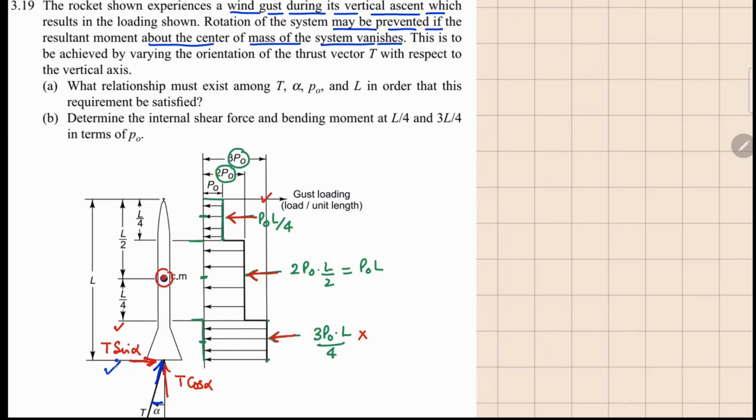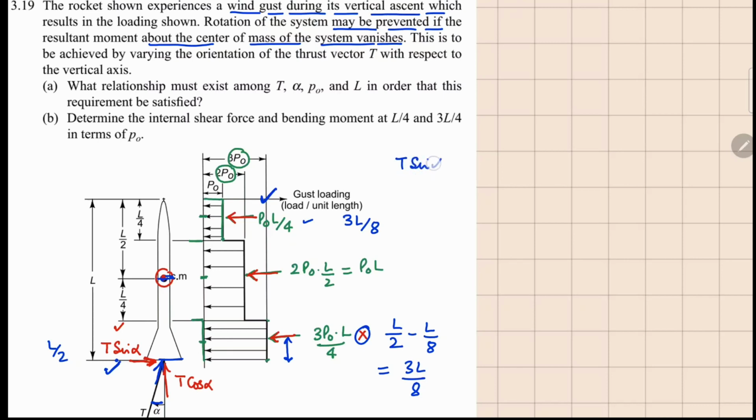So we are going to have this force and this force right here, they will give you anti-clockwise moment, and this one right here will give you clockwise moment. T sine alpha is sitting at a distance of L by 2. This force right here is sitting at a distance of L by 2 minus half of L by 4, so this is L by 8, which is equal to 3L divided by 8. And likewise, this force right here is also sitting at 3L by 8 from the center of mass.